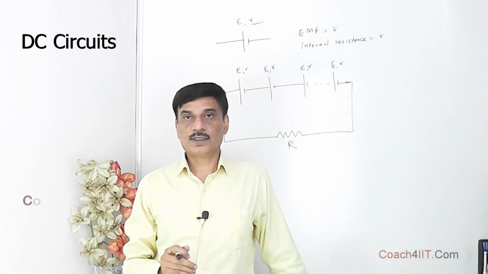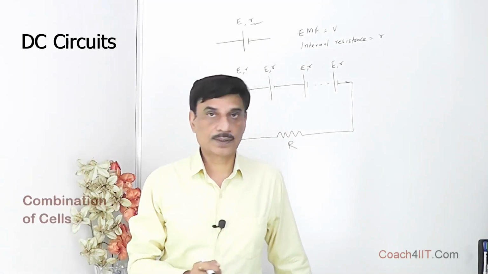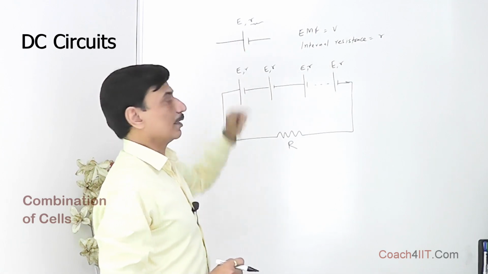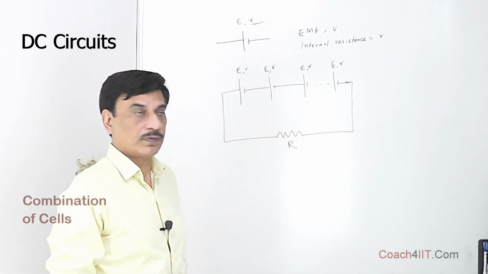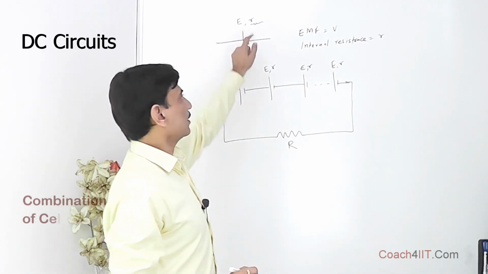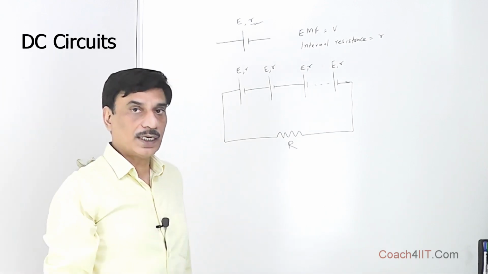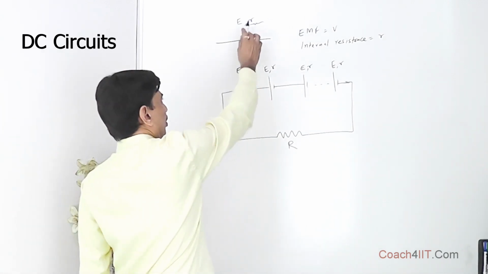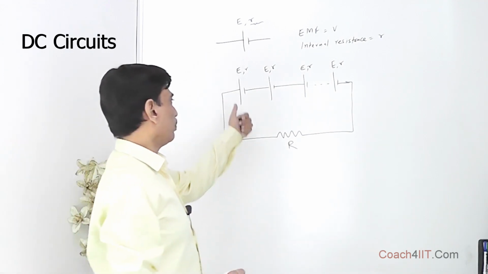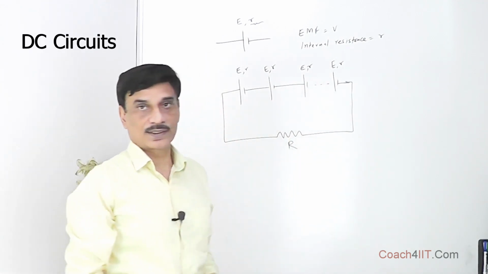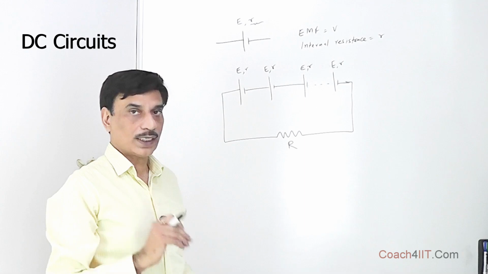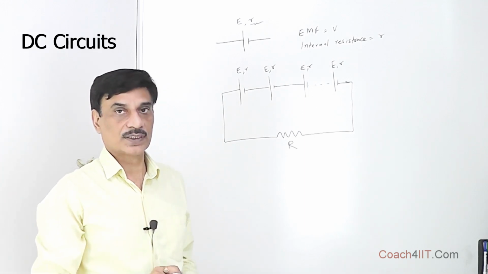Let's understand the combination of the cells. Suppose this is a cell which has an EMF of E volt and the internal resistance is of R ohm. Internal resistance is generally denoted by small r. So now what we have done is we have put many such cells in series and we wish to find out what is the current that shall be now flowing in the circuit.